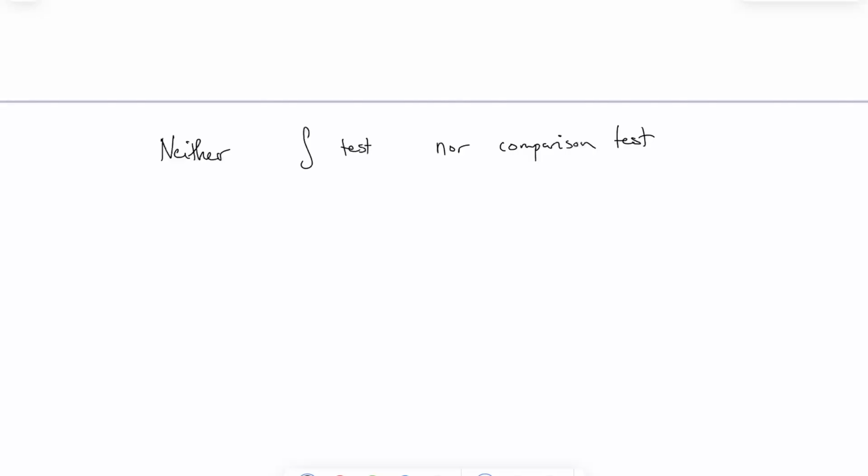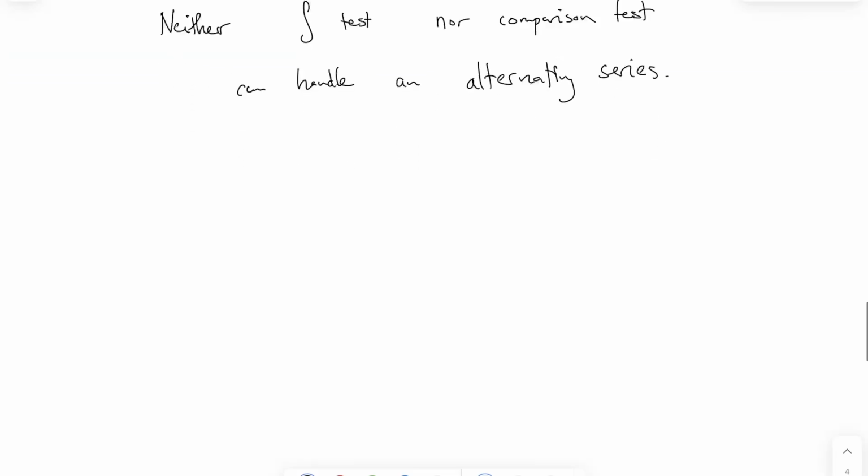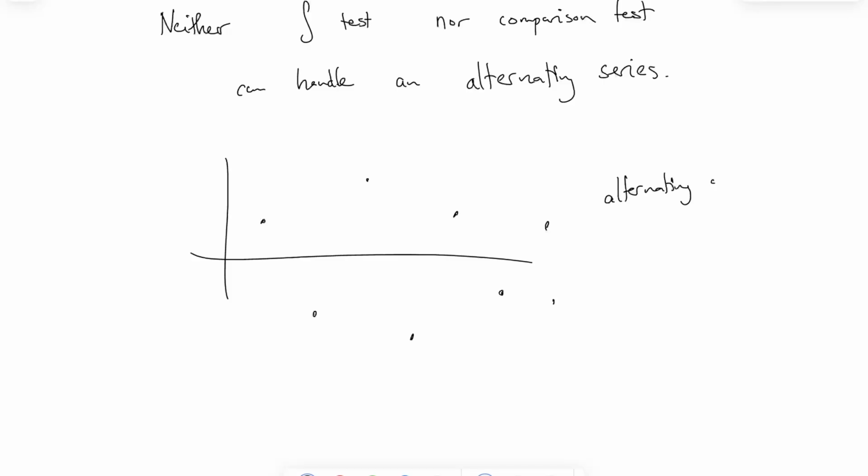Neither the integral test nor the comparison test can handle an alternating series. Alternating means the terms go positive and then negative and then positive and then negative, right? Because in an alternating series, the terms, like I just said, go positive and then negative and then positive and then negative, right? Alternating in sign. And there are lots of important examples of this.